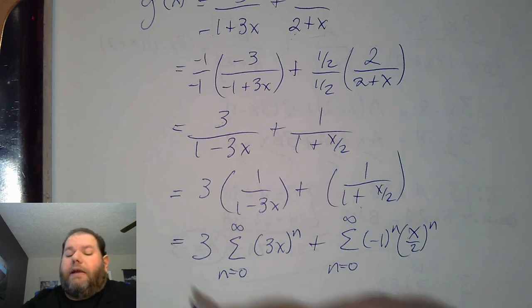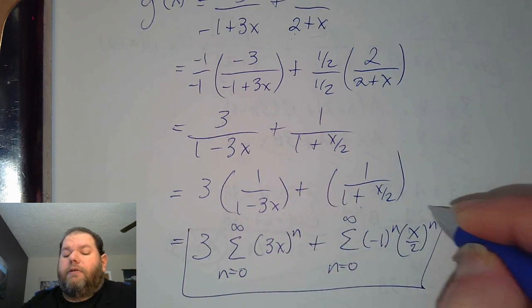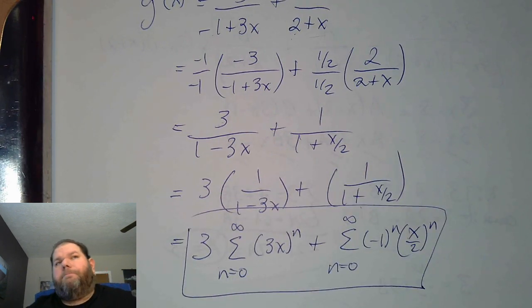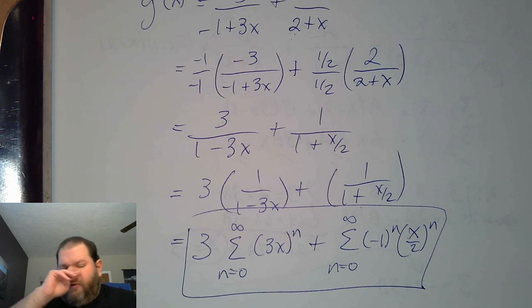And so that is our power series expression for the original function here, which is g of x equals 3x minus 8 over 3x squared plus 5x minus 2. More than likely, we're not going to be able to combine these power series together.